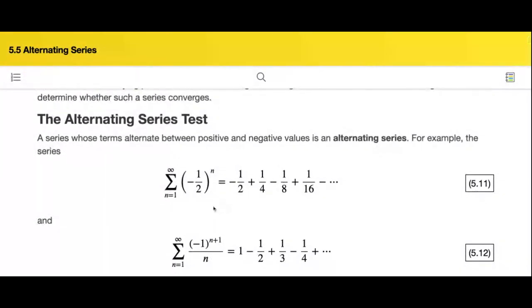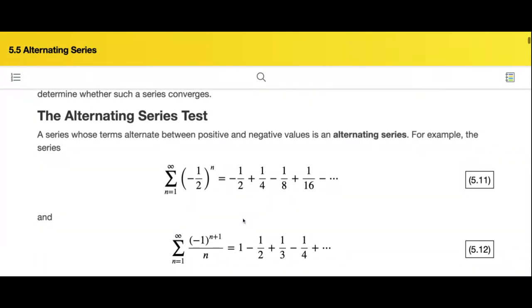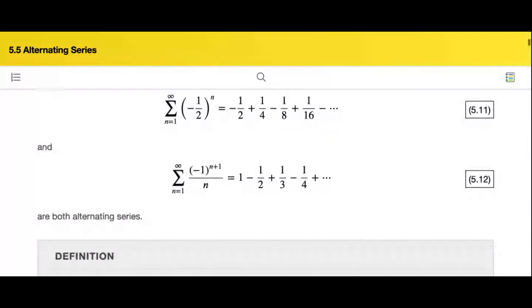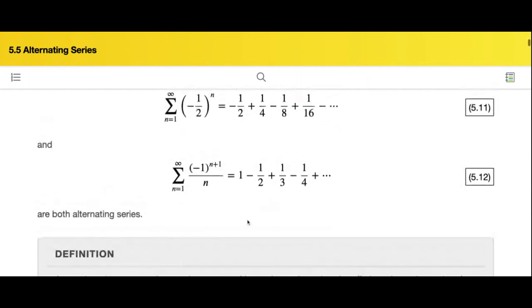So let's see this one. This one is a geometric series, right? So the ratio is -1/2. And we know this series converges, right? And we can even calculate the sum. And we see this one too. So this one is an alternating series. So we get 1 - 1/2 + 1/3 - 1/4 + 1/5, so on and so forth. So this looks like a harmonic series, but with (-1)^(n+1) power.